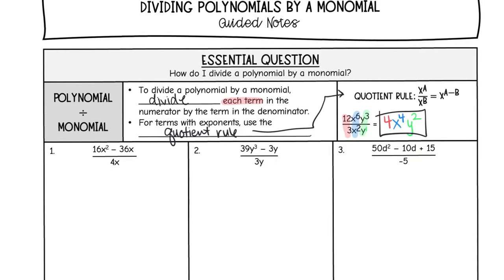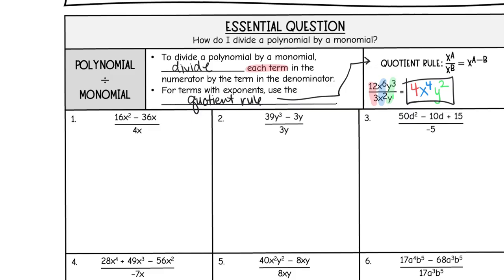Okay, so let's look down here. Like I said, when we are dividing, I have to distribute that 4x. I have to divide every single term. So I have to think about doing x squared divided by 4x, and then plus negative 36x divided by 4x. So I'm going to think about each term separately.